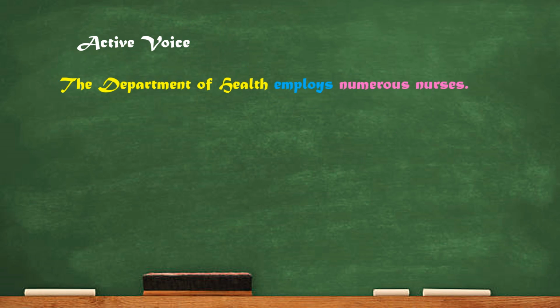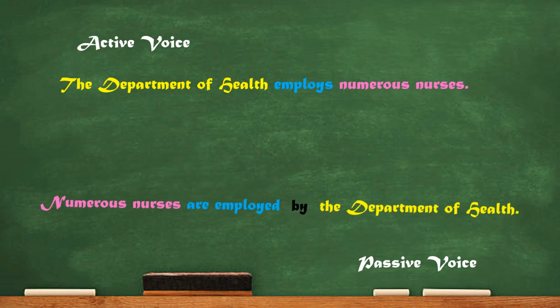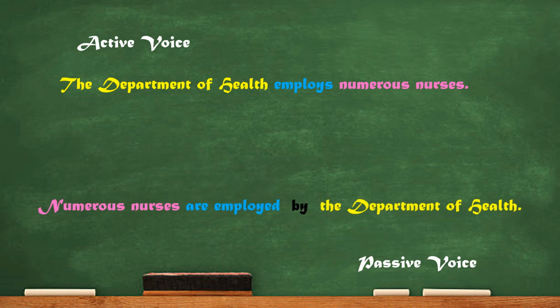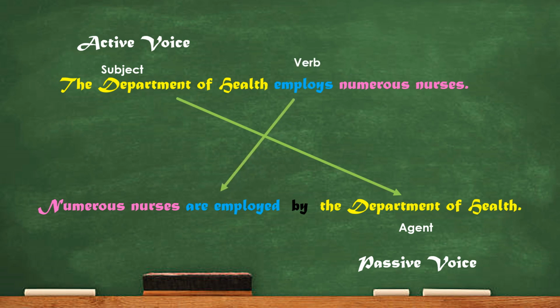Let us have another example. Active voice: the Department of Health employs numerous nurses. And if we're going to transform that into passive voice: numerous nurses are employed by the Department of Health. So as you can see here, the Department of Health, that is our subject in the active voice, will become our agent or the doer of the action in the passive voice. And our verb employs will become employed in the passive voice.